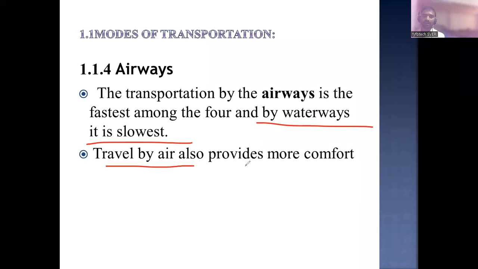Travel by air also provides more comfort. Will you take the comfort or not in the airways, aeroplanes? If you want to travel from Mumbai to Delhi and you prefer the airways, is it comfortable or not? Yes, comfort. Everyone will feel it. So travel by air also provides more comfort.